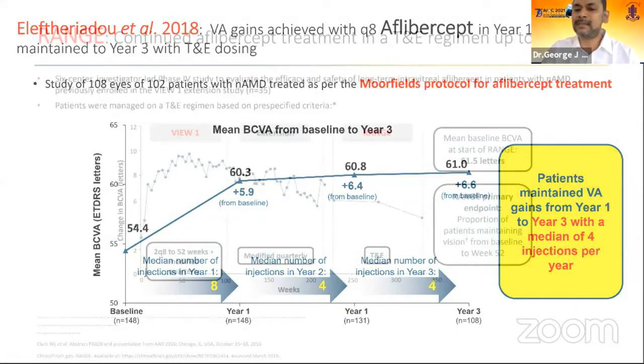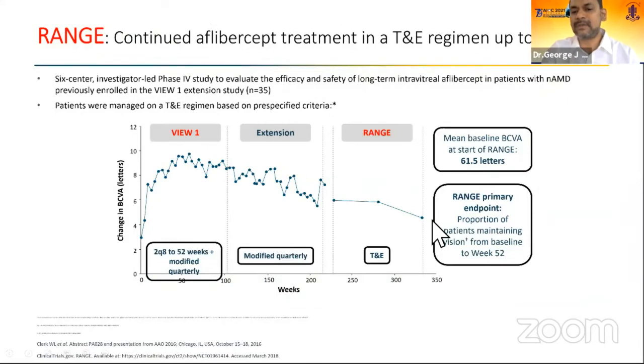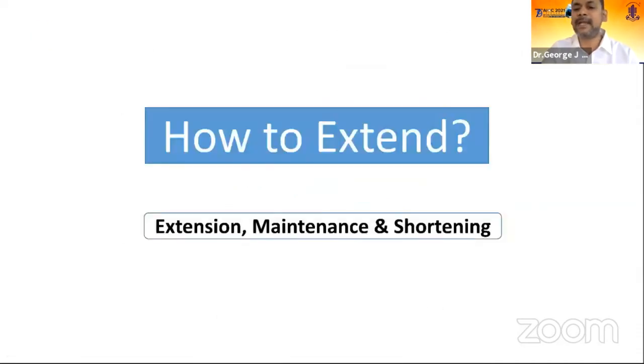When you look at the 6-year results, the RANGE study, this was also with aflibercept. So they found that with treat and extend, it is seen that the visual acuity has not gone down below the baseline, but it is maintained with the regime that you follow.